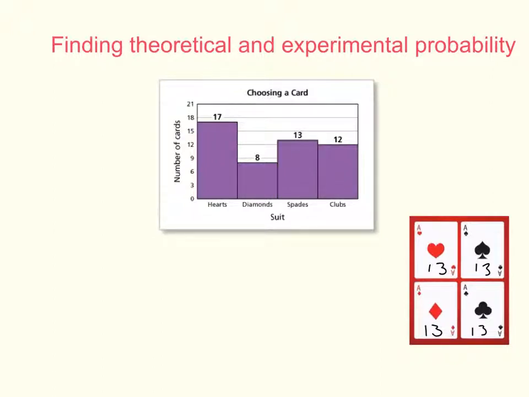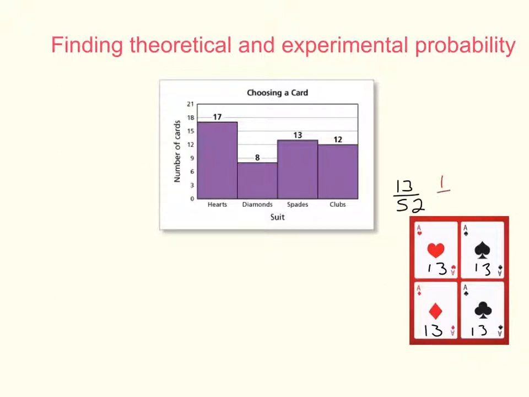So the theoretical probability of drawing a heart would be 13 out of 52 because there are 13 hearts in a deck of cards and there's a total of 52 cards in that deck. So it would be 13 out of 52. Now I can simplify 13 out of 52 by dividing both of these by 13 and I would get 1/4.